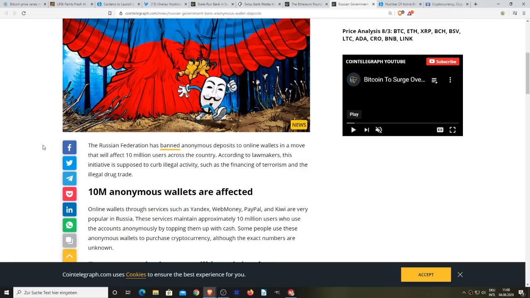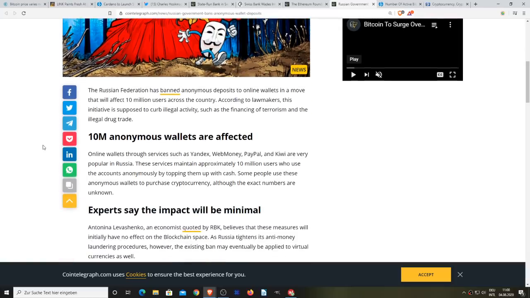Who uses PayPal anonymously? Is PayPal even anonymous? PayPal is like one of the most government-centric things that... What? PayPal's not anonymous. Some people use these anonymous wallets to purchase cryptocurrency, although the exact numbers are unknown.